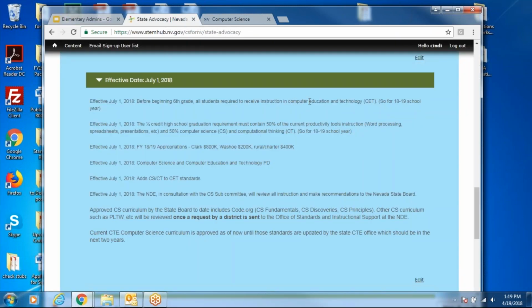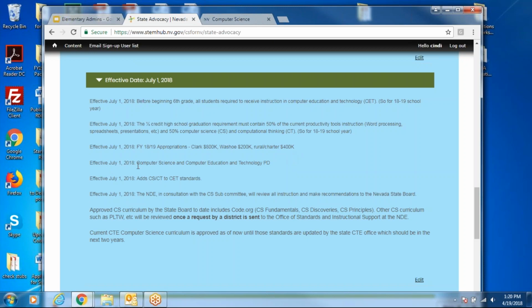So whenever you see computer education technology, it's talking about that main group with the two prongs, the computer science and the ed tech. Okay, so then the next one is the high school graduation requirement. So that is secondary. Here, the third one, we have the FY19 appropriations for the bill. We have Clark, who's going to receive 800,000, Washoe 200,000, and then the rurals and charters have doubled. They now have 400,000 to work with on a non-competitive grant allocation manner.